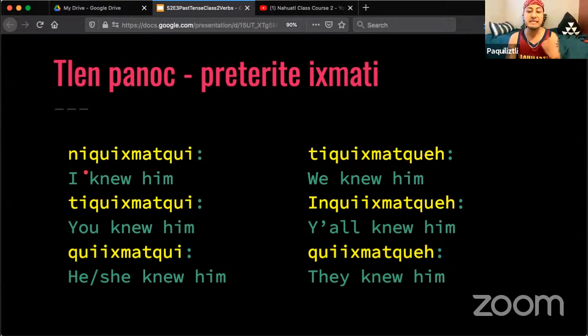And so I have nikishmatki, I knew him, tikishmatki, you knew him, kiishmatki, he or she knew him. Tikishmatke, we knew him. Oh, and this could all be translated as her, but I just wanted to keep it short. So Tikishmatke, we knew him. Inkiishmatke, y'all knew him. And Kiishmatke, they knew him.